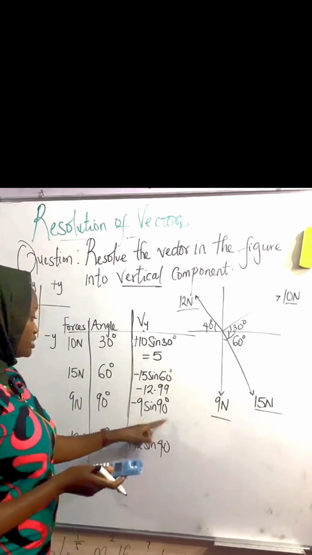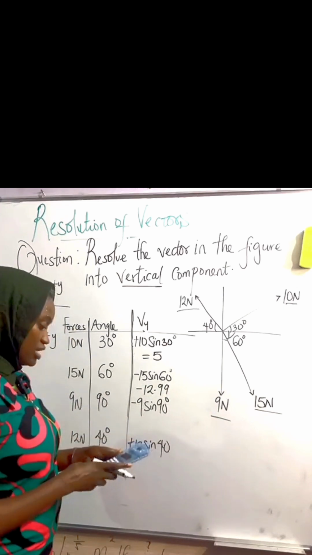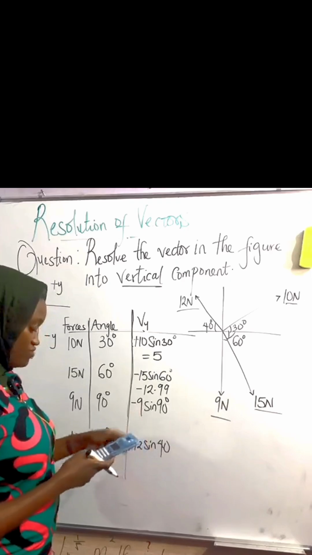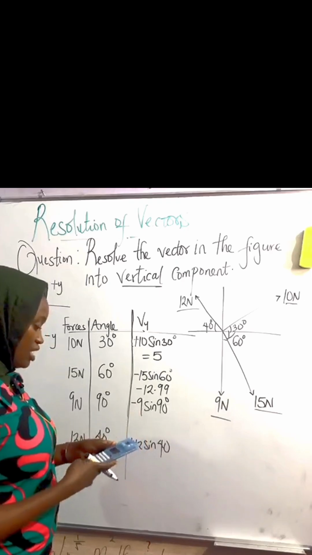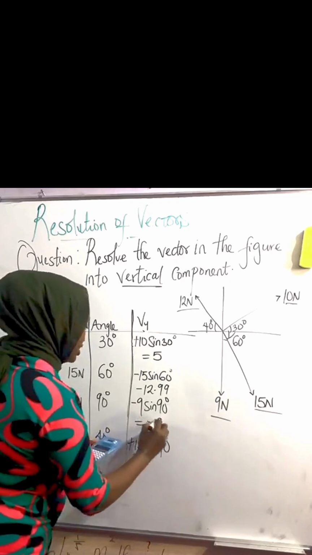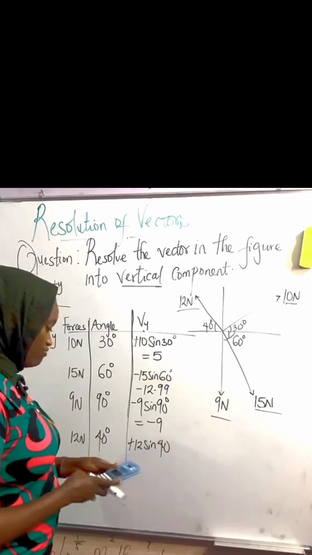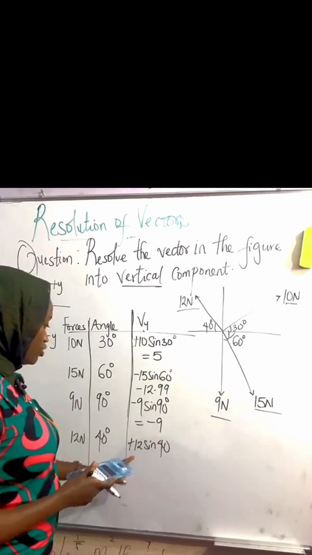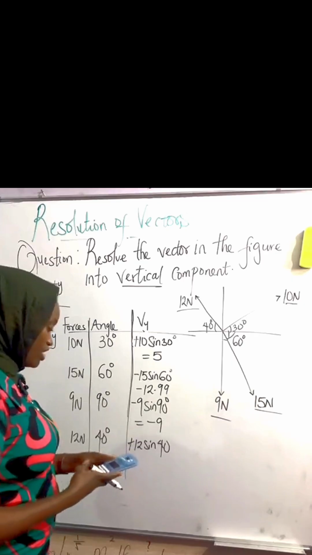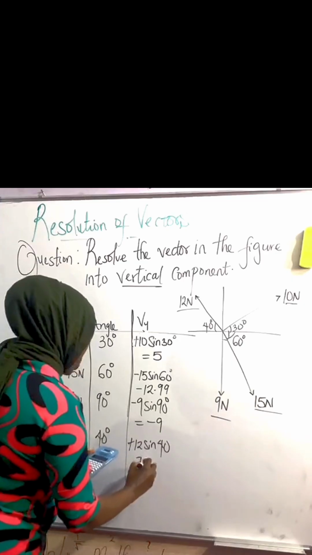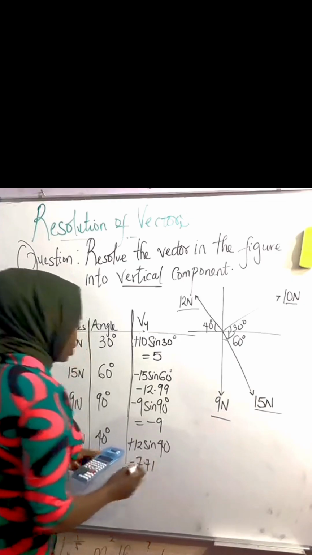The third one now is sine 90. We multiply by what we have here, which is minus 9. And this gives us minus 9. Moving on to the fourth one, what we have is sine 40. So we punch sine 40 on the calculator times plus 12. Okay, so the final answer here is 7.71 to 2 decimal places.